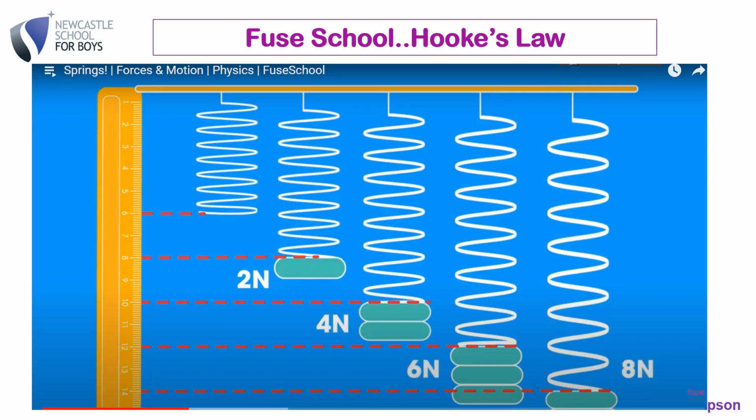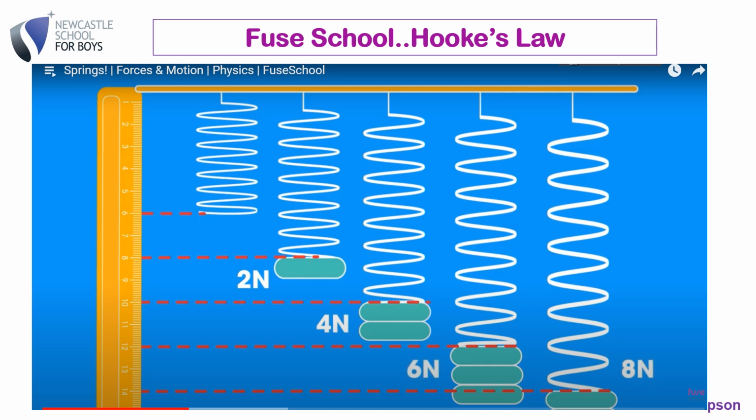And this is just a screenshot from the Fuse School video, just to explain that. If you look at this carefully, it shows that every time you add the same force, you get the same extension. So starting with 6 centimeters as its normal length, if you add 2 newtons, it goes to 8. That means the extension has gone up by 2 centimeters. If you add 4 newtons, so another 2 newtons, it goes to 10. So it's extended by another 2. So the overall extension would be 4, from 6 to 10.